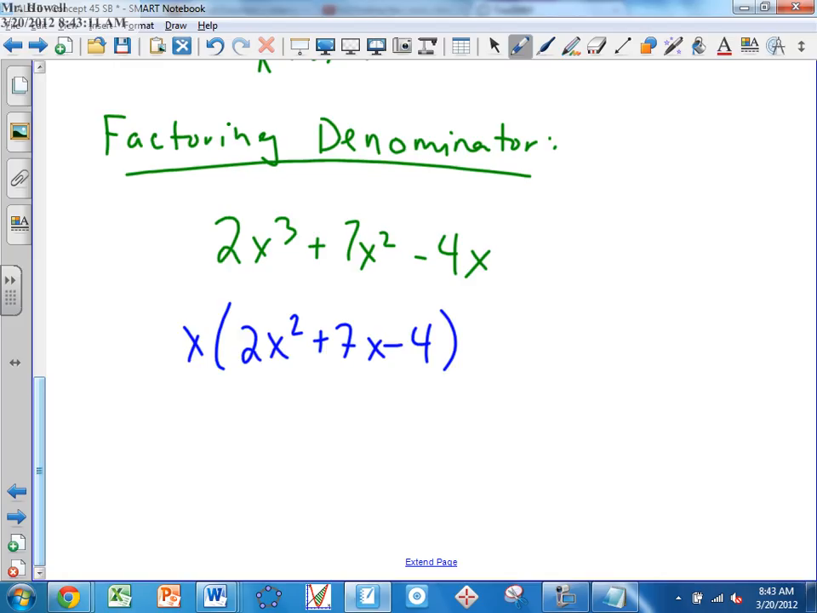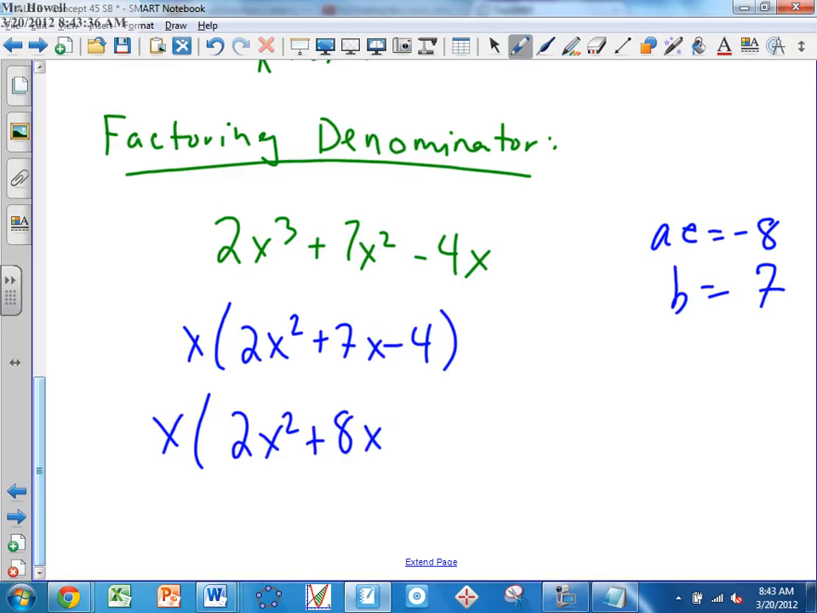For the AC method here, I have to start by identifying AC. AC is negative 8. It'll be 8 and negative 1. Okay, B is 7. What numbers add up to 7, Derek? Good. 8 and negative 1. 8 and negative 1 add up to 7, and multiply to negative 8. So I break this apart. I leave the x still. I always start by breaking up the middle term into whatever it can factor into.